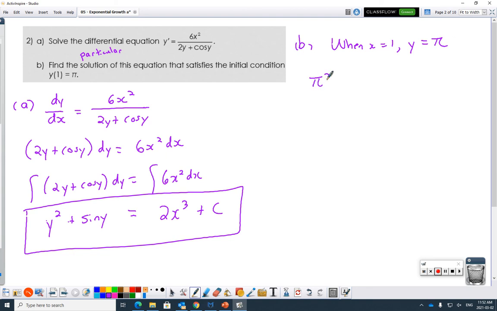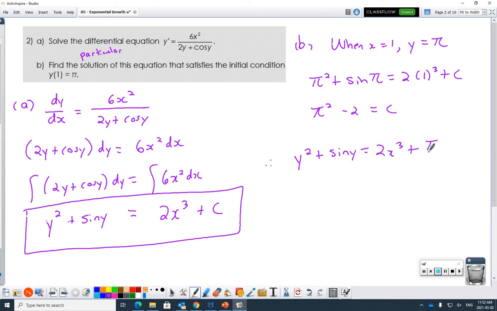So I get pi squared plus sine pi equals 2 times 1 cubed plus c. Pi squared I can't do anything about. Sine of pi, though, ding, 0. And then that's a 2, so that's minus 2. So the c is pi squared minus 2, and so therefore y squared plus sine y equals 2x cubed plus pi squared minus 2 is our particular solution.